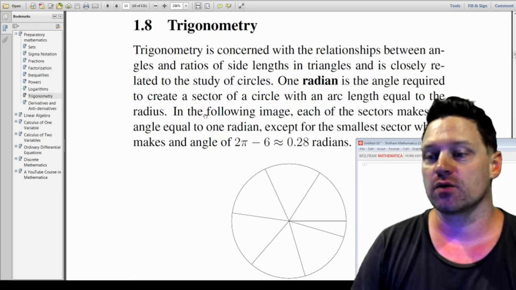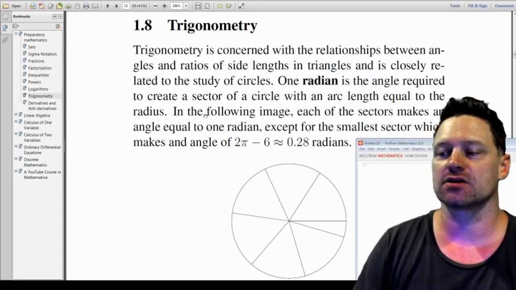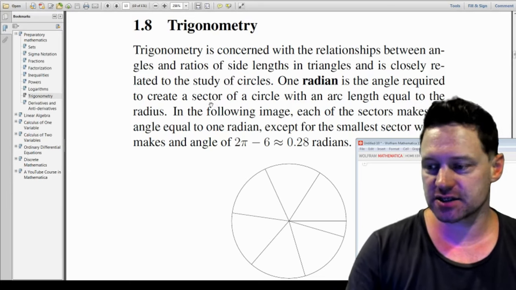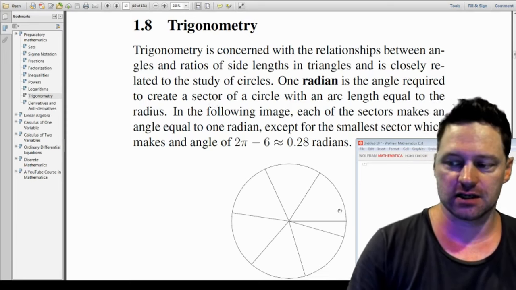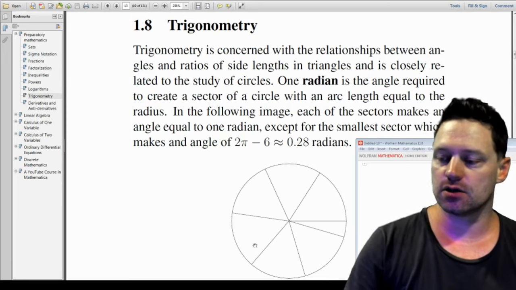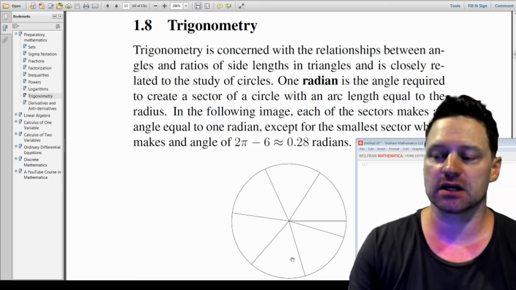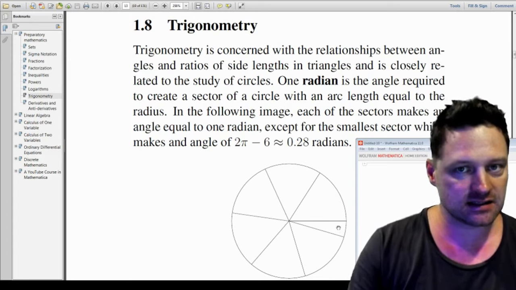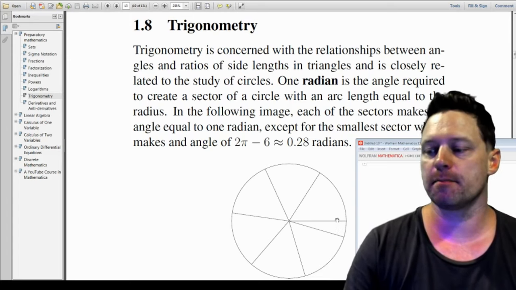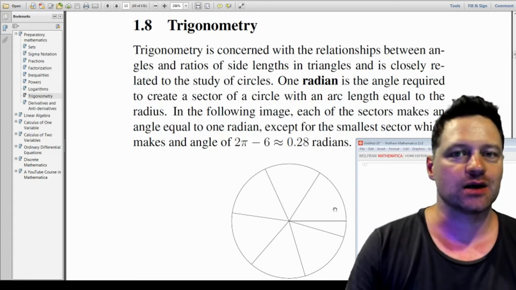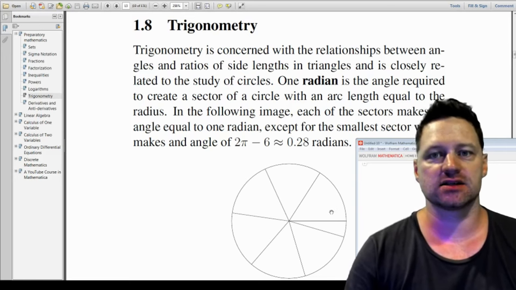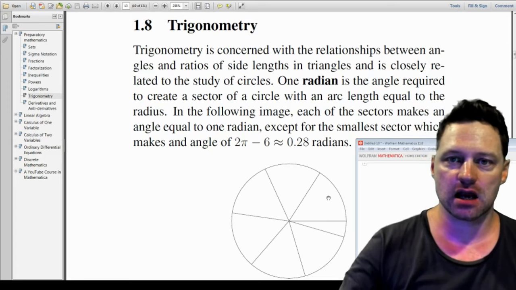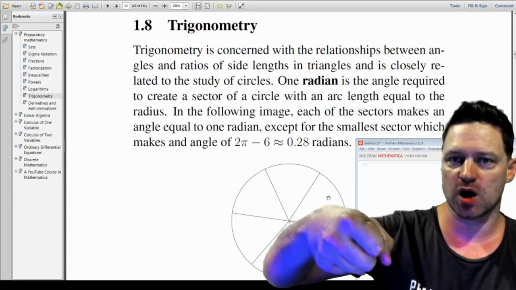1 radian is the angle required to create a sector of a circle with an arc length equal to the radius. Have a look at this picture right here where I've got a circle sliced into sections where 6 of them are of equal area and the 7th is quite a bit smaller. Imagine an equilateral triangle, a triangle in which the 3 sides have equal length, and then you take one of the sides and you bow it out.